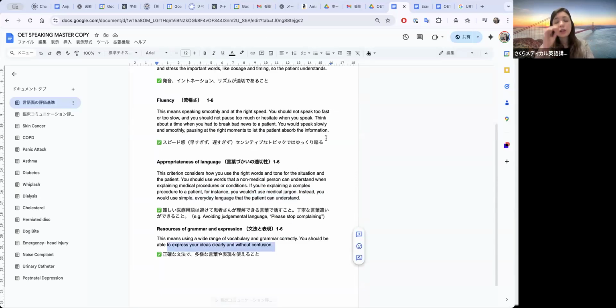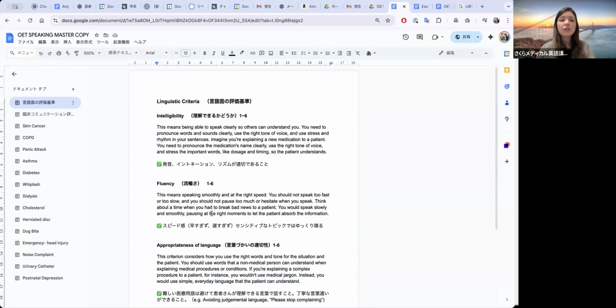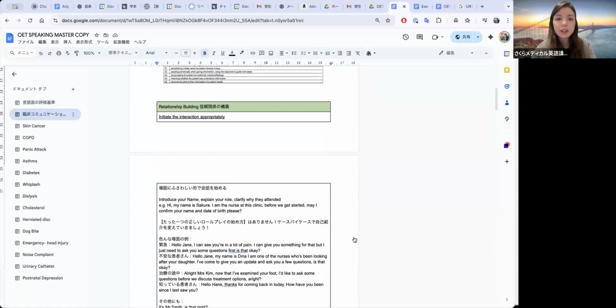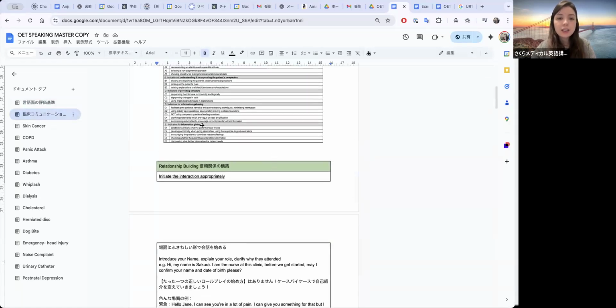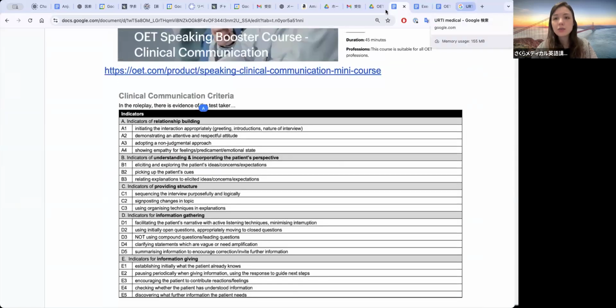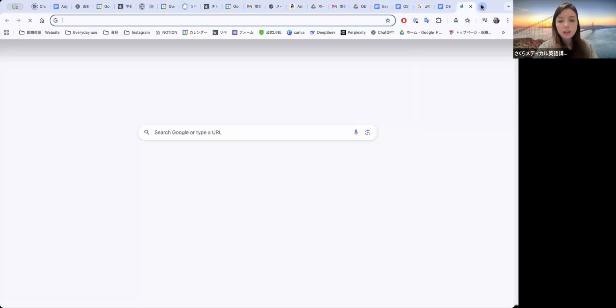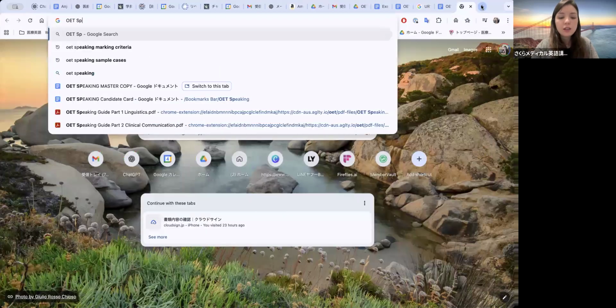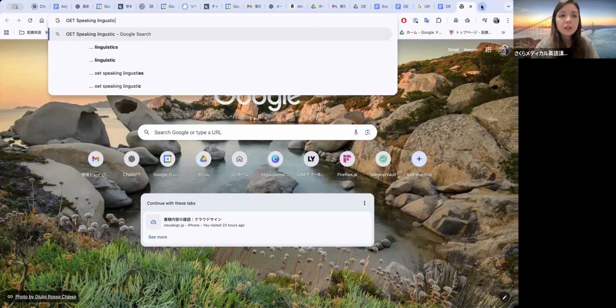And you can Google OET. I would recommend for you to Google OET speaking marking criteria and just print it out for yourself. I've written out the criteria in a way that's easily understandable for the students, because this is a student resource. Clinical communication criteria. So here's a marking criteria for this. It's a little bit different to the linguistic marking criteria. So let's actually have a look at the OET speaking linguistic criteria.